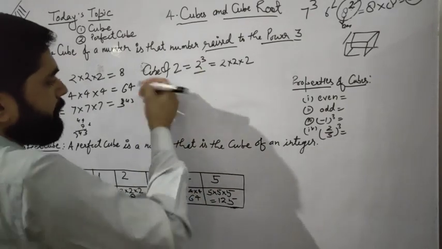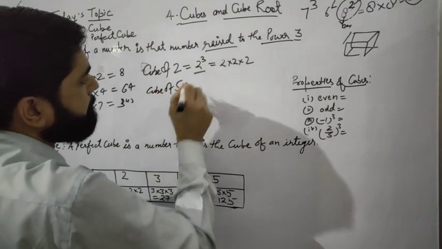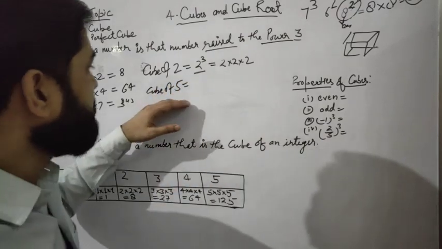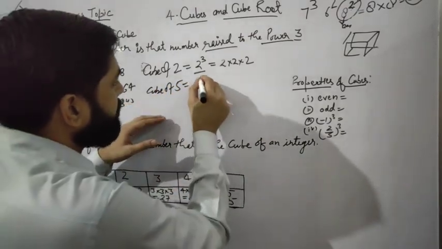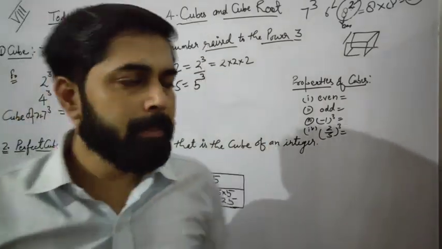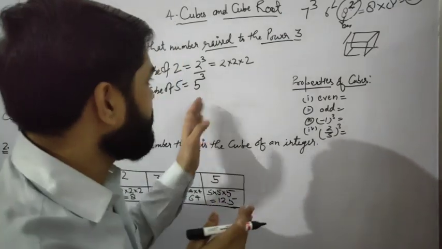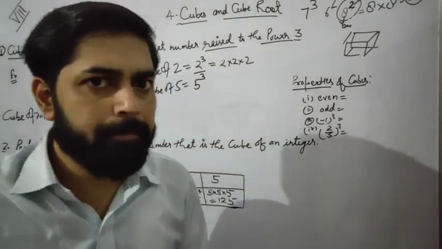If the question asks, what is the cube of 5? Firstly we write the cube of 5 in exponential form. When we write the exponential form, we expand it according to the power.